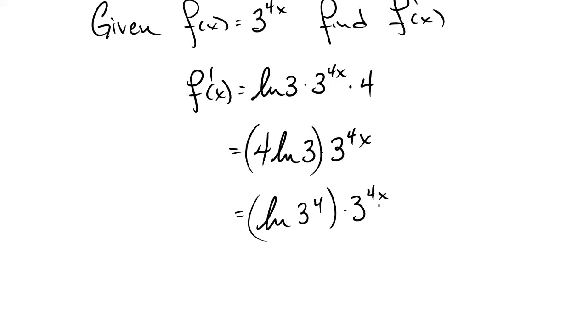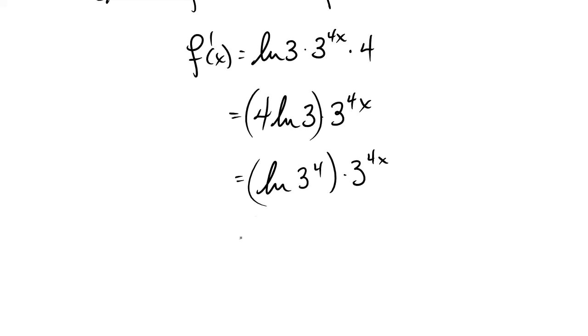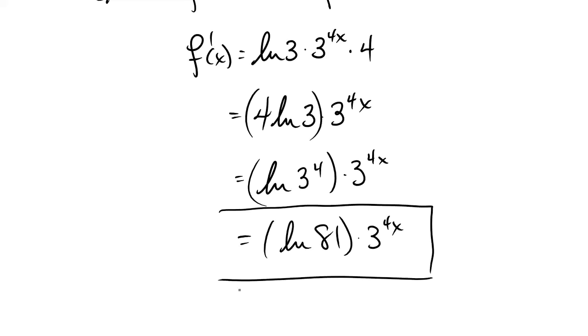We're probably not going to see that answer either, because 3 to the 4th is the same thing as 81, so it's the natural log of 81 times 3 to the 4x power, and that is probably what you would see for your final answer.